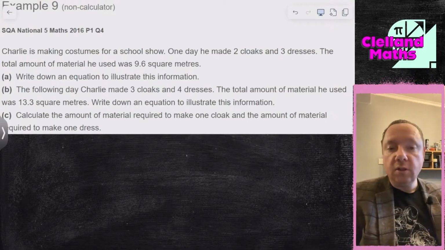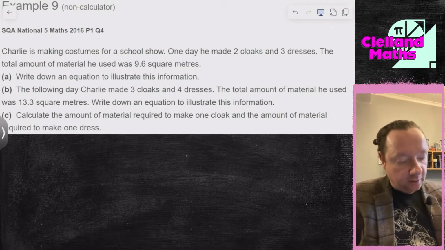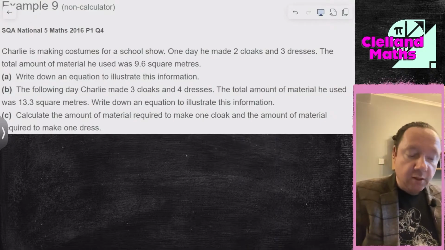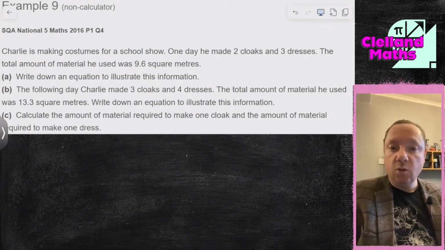One day he made 2 cloaks and 3 dresses, and the total amount of material used was 9.6. Write down an equation. The following day he makes some more cloaks and dresses. We have to write down another equation, and then we have to calculate. So if we've got 2 equations to write down, it is always simultaneous equations.